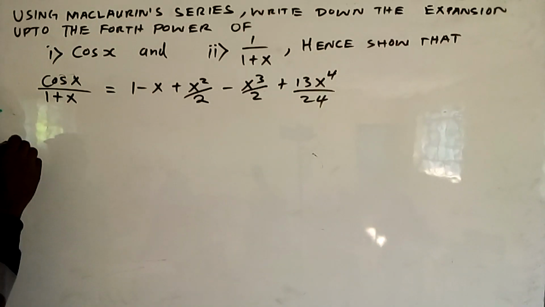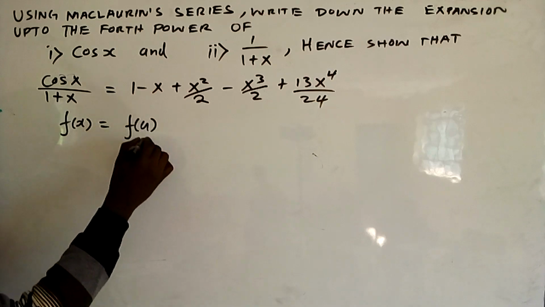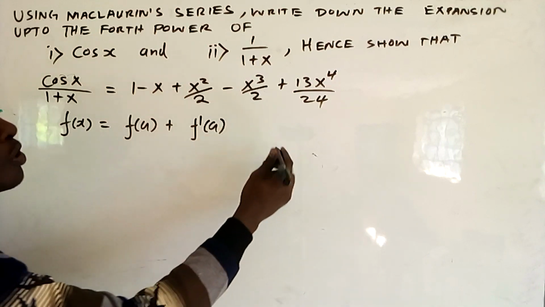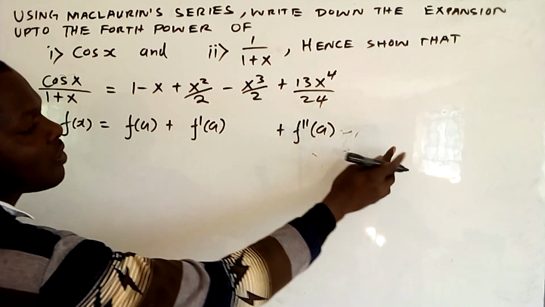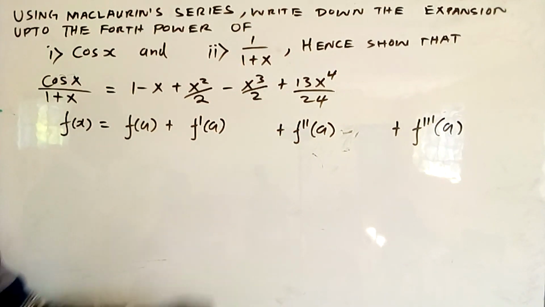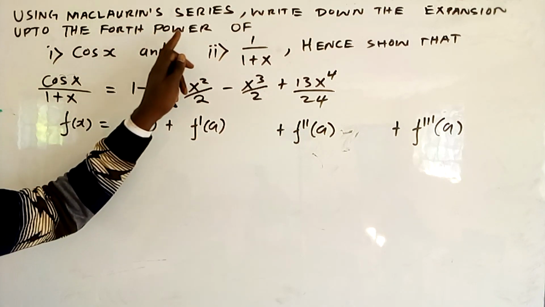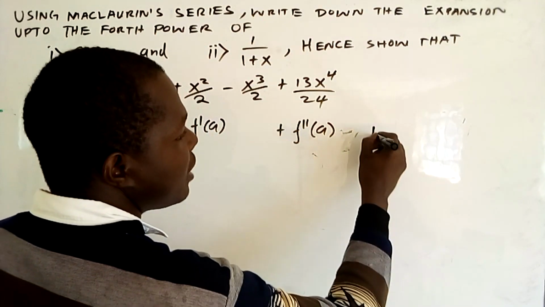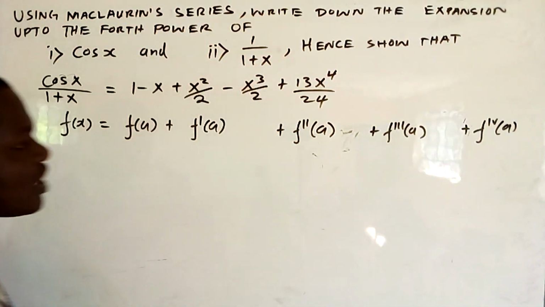To expand f of x, you start with f of a, then plus you differentiate it for the first time, leaving a space where you will put the x. Then plus you differentiate for the second time, leaving space for the next term of x, then plus the third time. Remember, you were told up to the fourth power of x, meaning you differentiate for the fourth time, f raised to power 4.